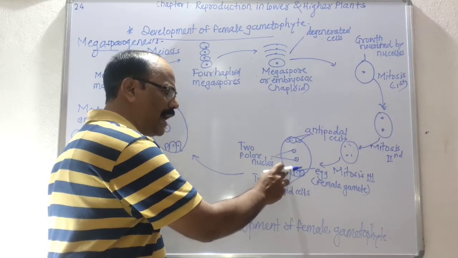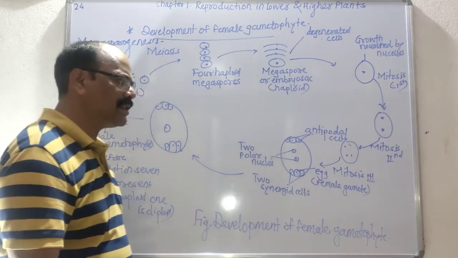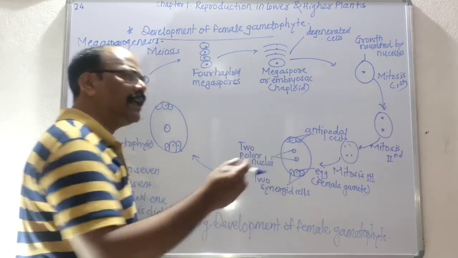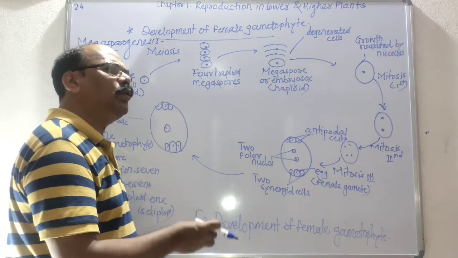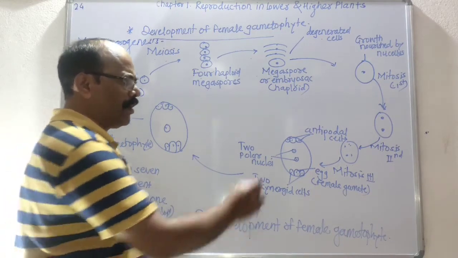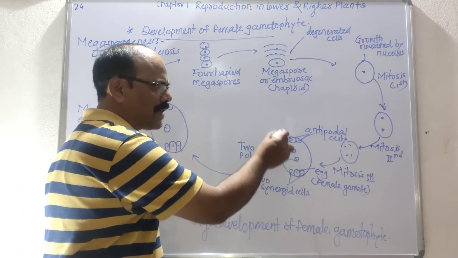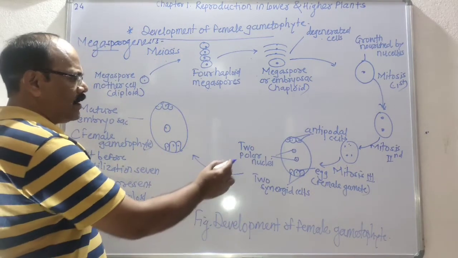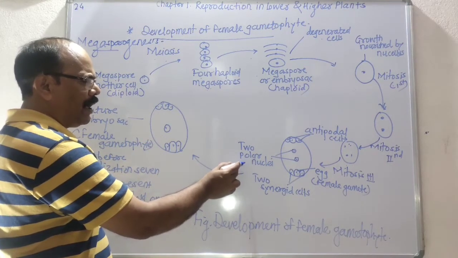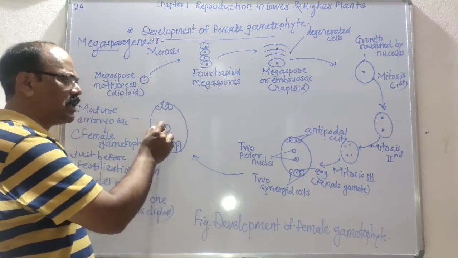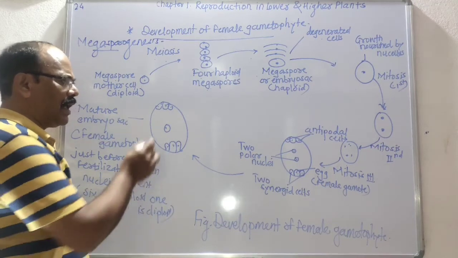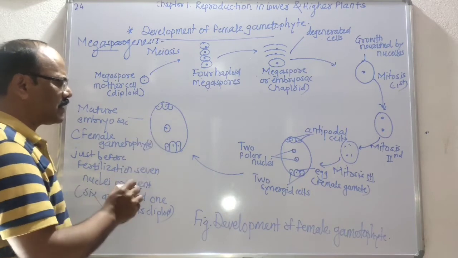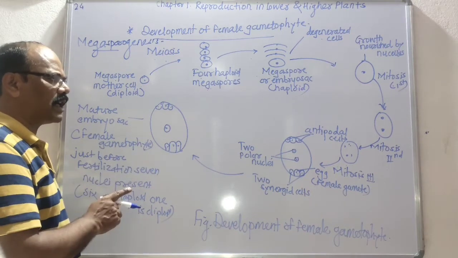At the anterior end of the synergid cells there is a hair-like projection called the filiform apparatus, and this filiform apparatus guides the pollen tube towards the egg. The cells present toward the chalazal side are called the antipodal cells. The 2 polar nuclei fuse just before fertilization and form the secondary nucleus.